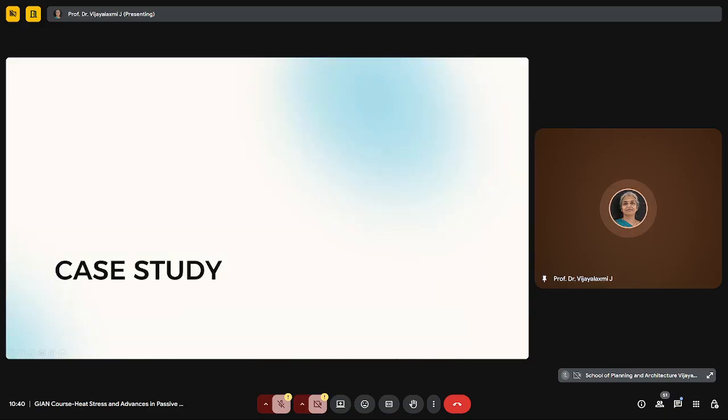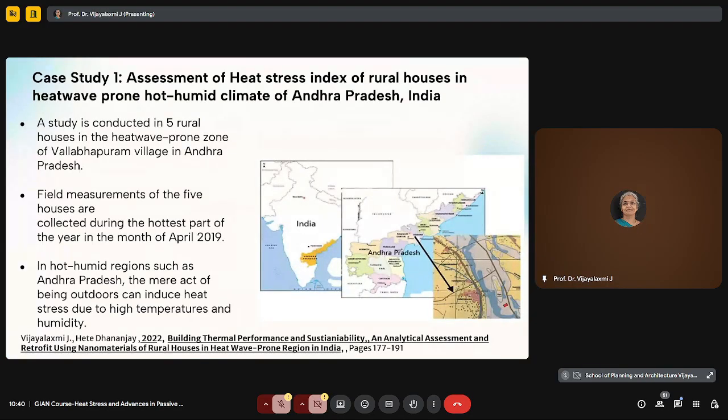Now what I have done is, from this I have picked up what interests me. I have done two small pilot projects. These are not even case studies, they are pilot projects. In the first one, what I have done is an assessment of heat stress index of rural houses in the heat wave prone hot humid climate of Andhra Pradesh, India.